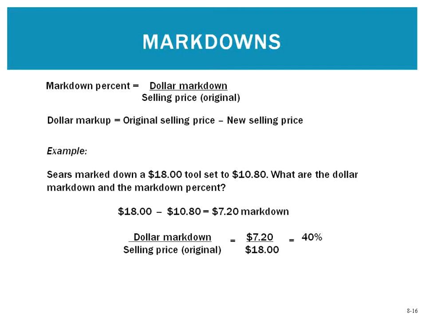Okay, so now we're going to markdown. Okay, what is a markdown? We want to know what, it used to be this price, now it's this price, how much did we go down? All right, this is really easy. This is what we talked about also in percent decrease at the end of chapter 6. Again, there's the typo. Dollar markup is equal to original selling price minus new selling price. That is supposed to say dollar markdown.